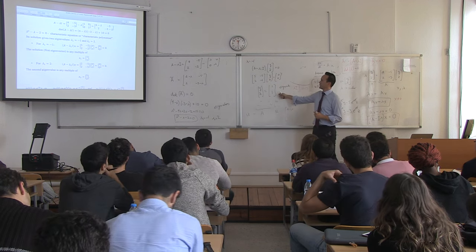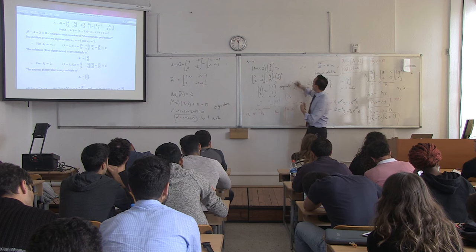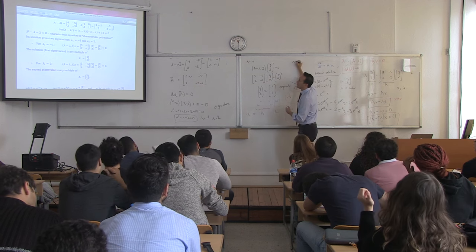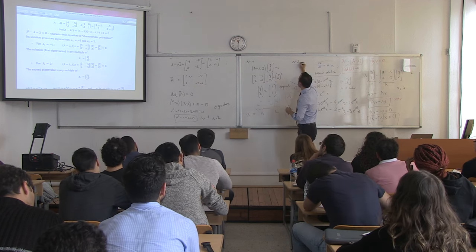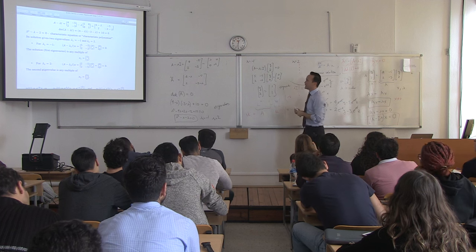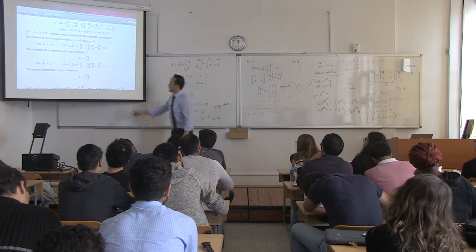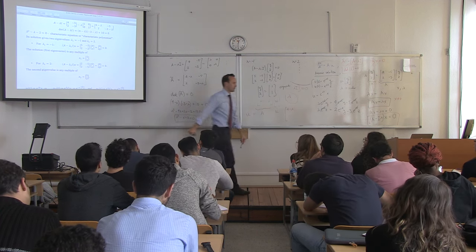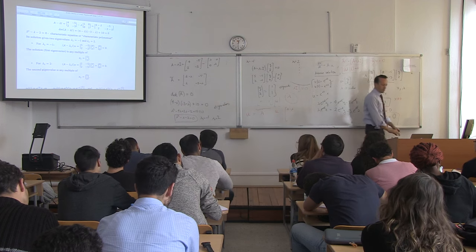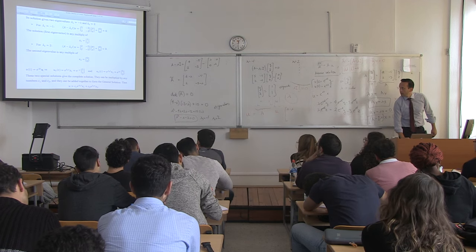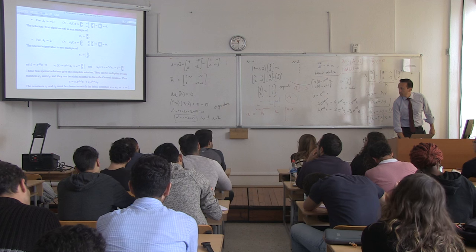Okay? Well, that's that. Do the same thing for lambda 2, which is what now? It's 2. Do the same thing for lambda 2. You will find another eigenvector. It will be here, 5, 2. That's another eigenvector. Okay. So now we have a solution.